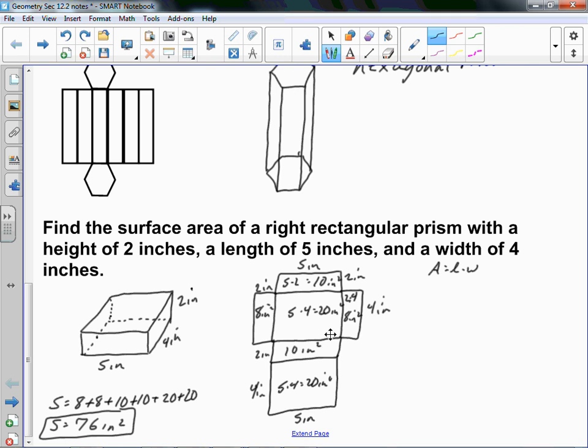So that's one way to figure it out. You can figure out what the net is, find the area of each individual part, and you come up with one value for the total surface area.